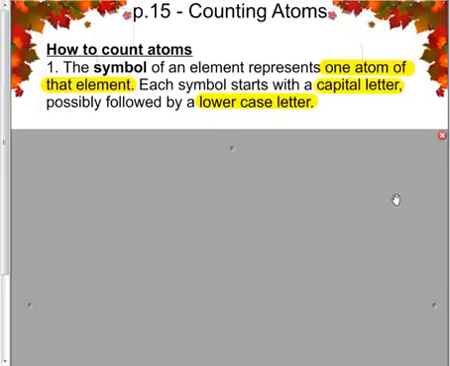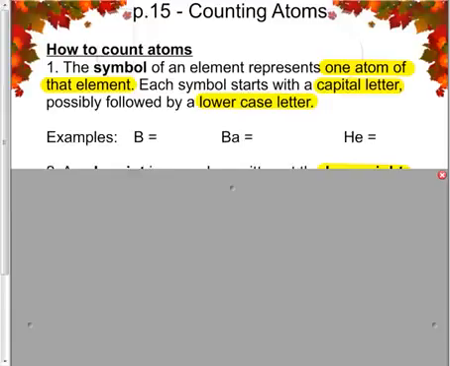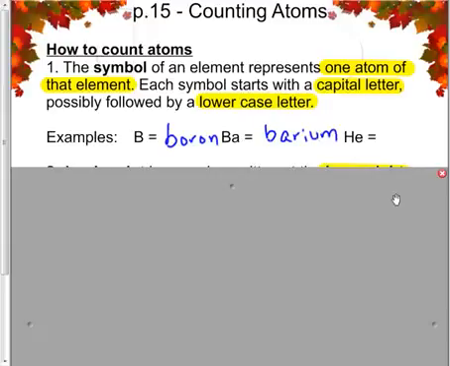So let's look at some examples of elements. B, if we look it up on the periodic table, is the element boron. Notice it's a capital B and there's no lowercase letter. But what if we see a capital B with a lowercase a? The lowercase a means that it's a different element. In this case, this is the element barium. Finally, capital H with a lowercase e is an element. That is the element helium.